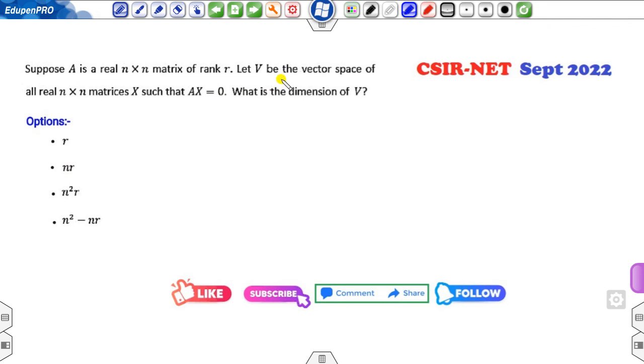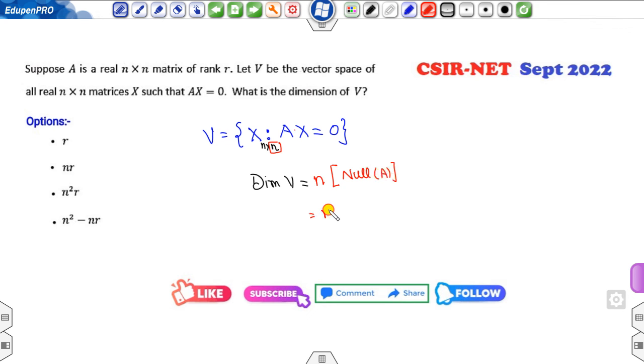Okay. V is the vector space, the collection of all those x such that Ax is equal to 0, where A is n cross n. Dimension of the V. So many times I have explained the same problem. Number of the column vectors into nullity of A. What is the nullity of A? That means dimension minus rank. Rank is R. Fine.